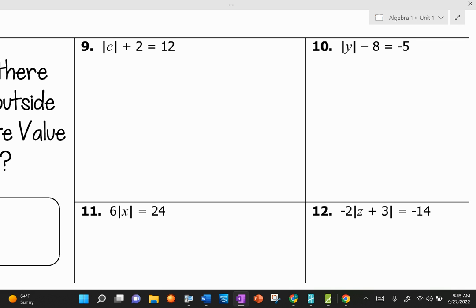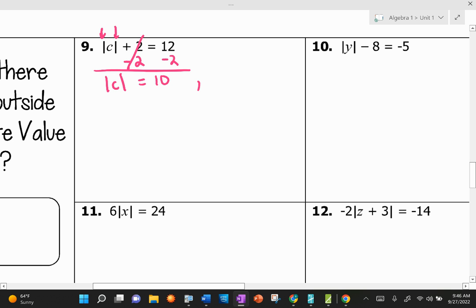Right. So if we're looking at number 9, the first step now is the first time that we actually have to do something about it. We're going to isolate the absolute value symbol. So we're going to try and get this all by itself. What do we need to move over? The 2. So we'll move the 2 over. It's going to give us the absolute value of C equals 10. And now, what do we see? It's by itself, right? So, yeah, it's isolated. So now we can write both of our equations.